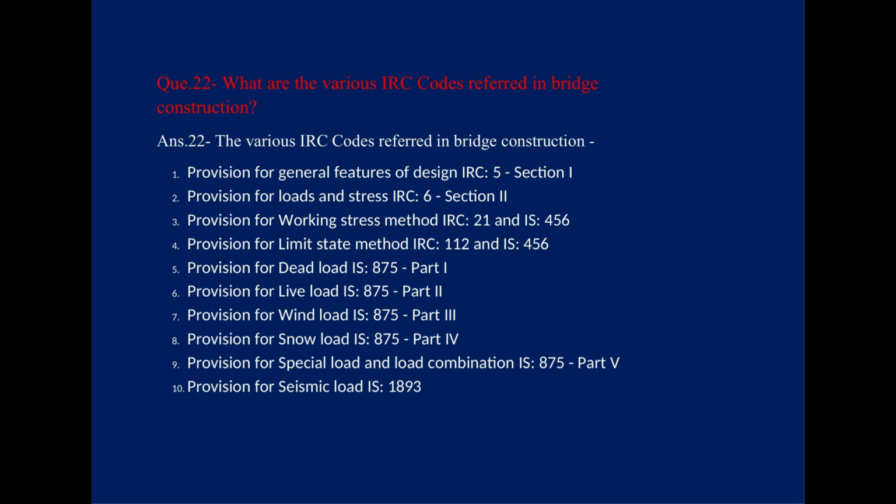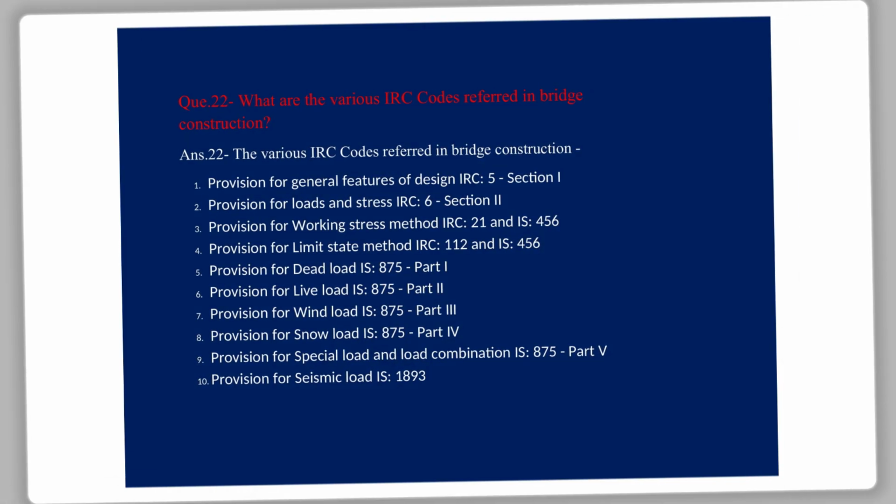5. Provision for dead load, IS 875 part 1. 6. Provision for live load, IS 875 part 2. 7. Provision for wind load, IS 875 part 3. 8. Provision for snow load, IS 875 part 4. 9. Provision for special load and load combination, IS 875 part 5. 10. Provision for seismic load, IS 1893.